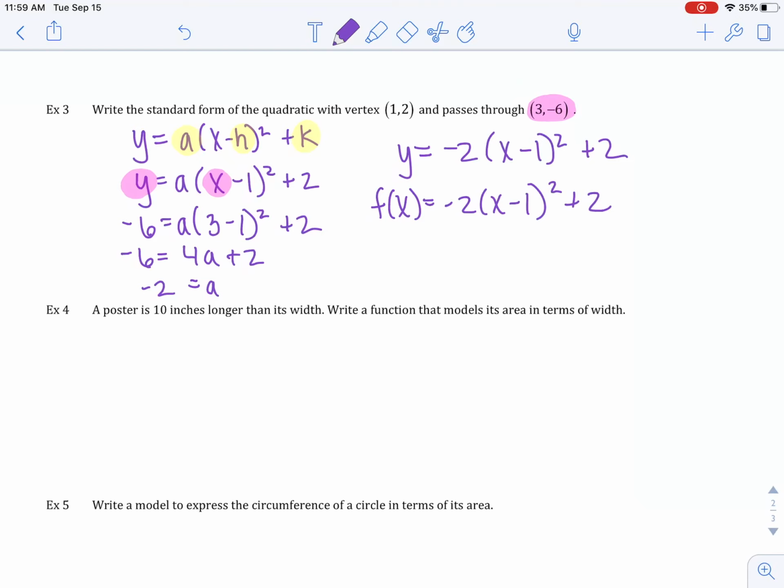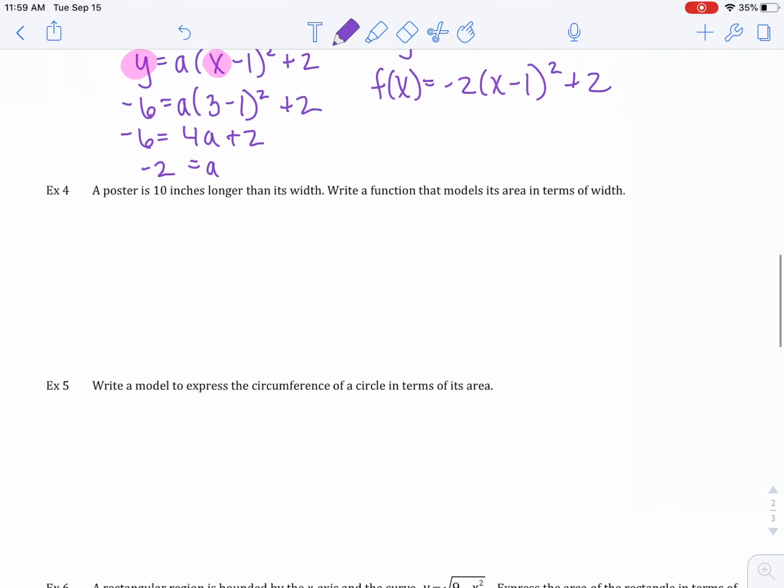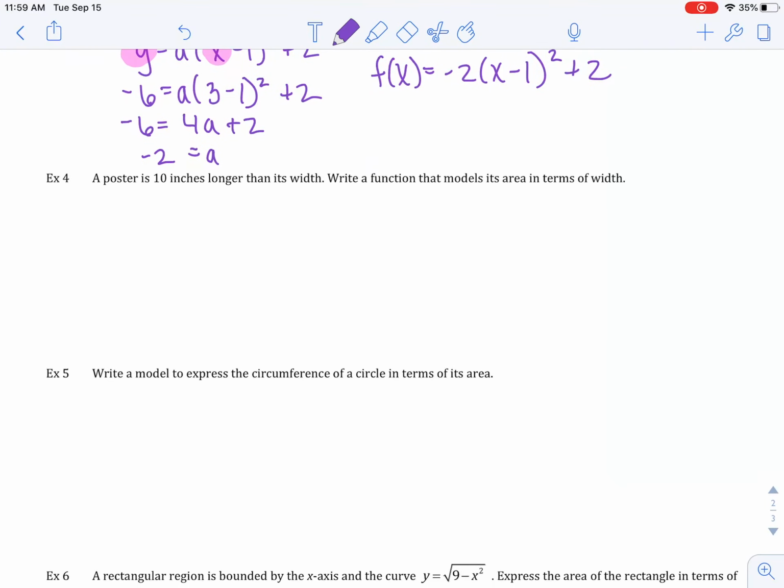Perfect. All right, that takes us into example 4, guys, some actual word problems here. A poster is 10 inches longer than its width. Write a function that models its area in terms of width. We're going to take this apart, okay?